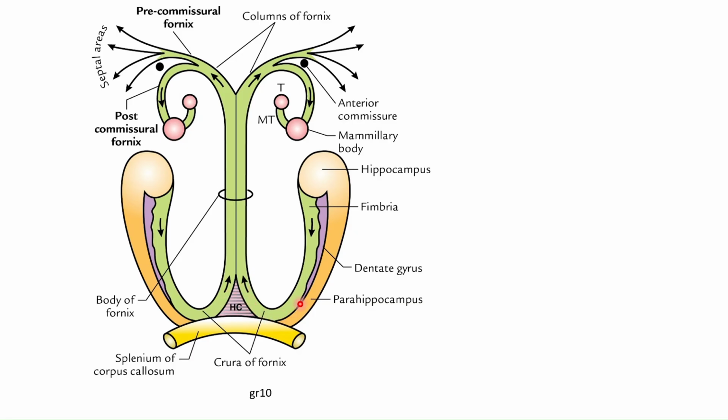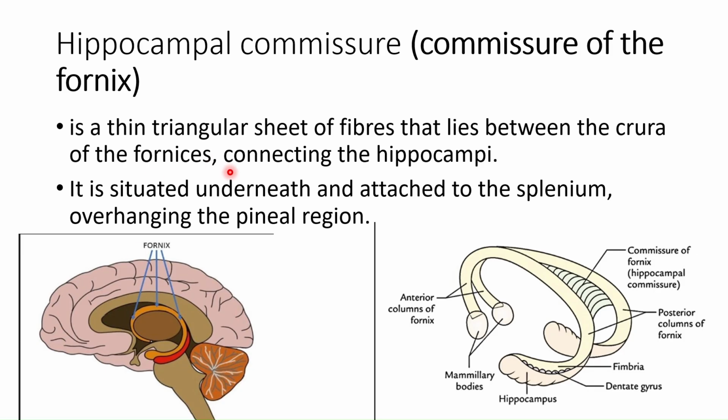You can see this is the crura of fornix, and the crura of fornix is being connected by the hippocampal commissure or the commissure of the fornix. It's a triangular sheet of fibers which connect the crura of the fornices. You can see this is the whole fornix which you were seeing here in relation to the concavity of the corpus callosum. So this yellow portion is the fornix, which you can see is continuing like this.